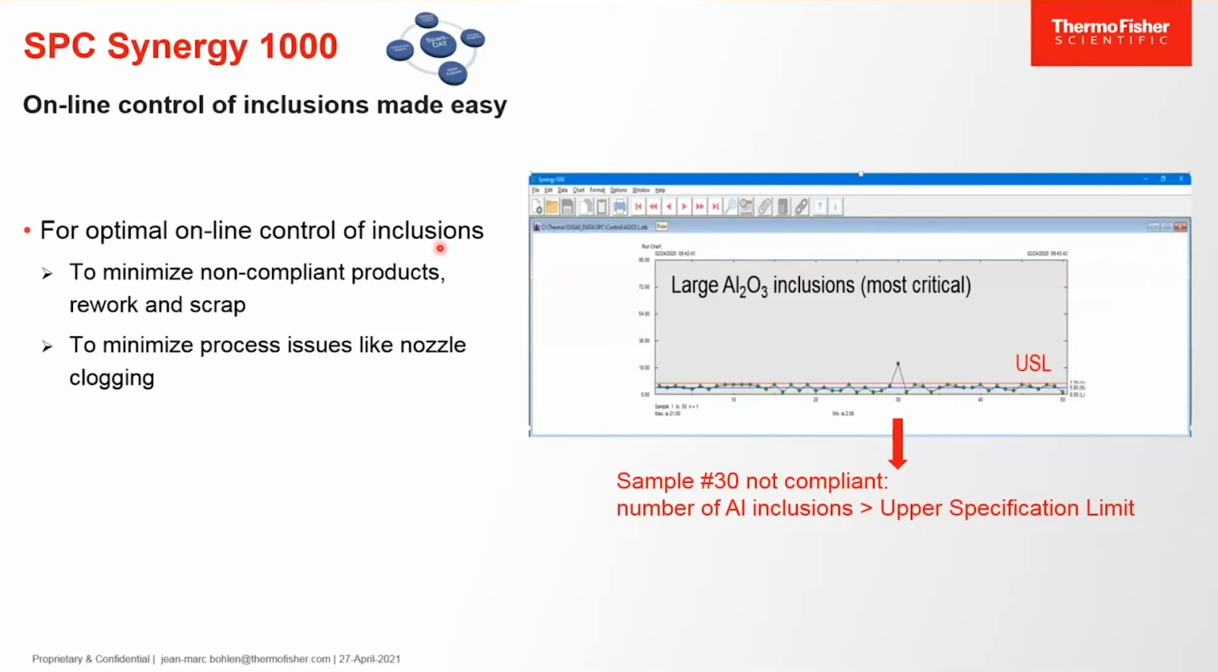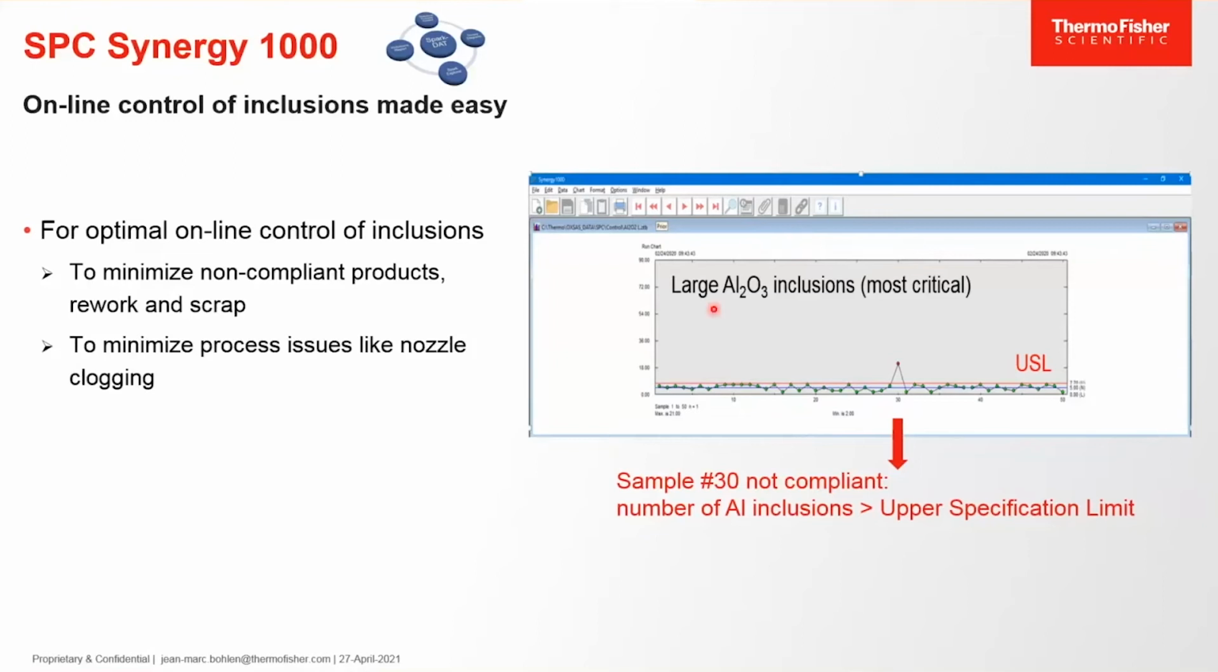So critical inclusions, like in the right-hand side diagram, a large aluminum inclusion. Critical inclusion properties can be exported to this tool, for optimal control of the steel quality and the process stability. This kind of SPC tool is perfect for the steel plant that wants to minimize non-compliant products, rework and scrap, or to minimize process issues like the clogging.